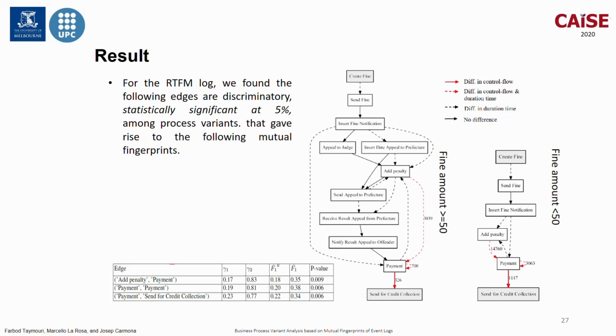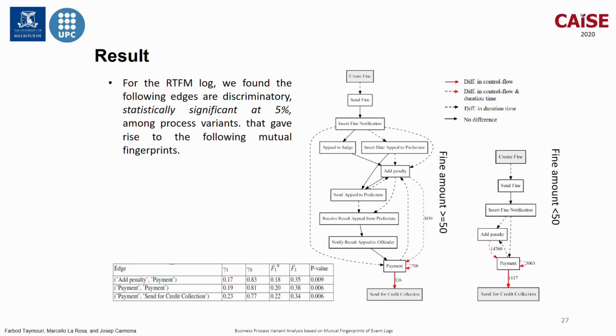To be more concrete, the red arcs are those that we found as discriminative features. If an arc is dashed, then the duration of that arc is also statistically significant between process variants. The right graph shows that for a sample of people receiving a fine amount less than 50 euros, the dominant control flow is the one that we discovered.